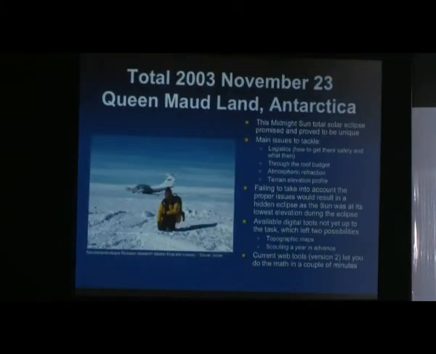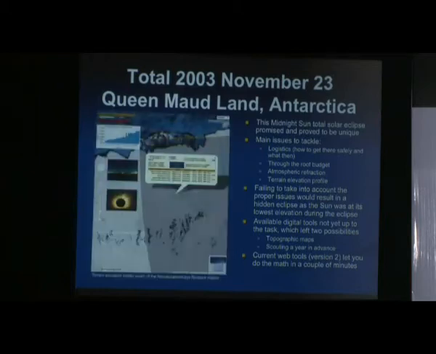Okay, now the total in 2003 in Antarctica. So as you can see, ice all around. So again, with the tool, you clearly see the sun was 0.1 degree over the horizon, which is exactly what the tool is showing you.